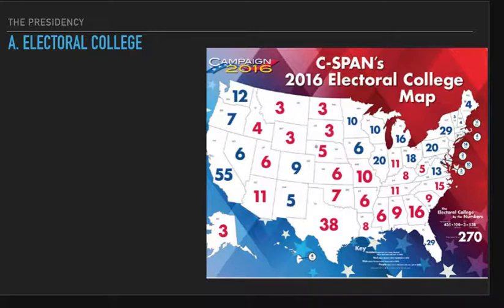State of Indiana, we are here with 11. So we have 9 representatives, we have 2 senators, giving us a grand total of 11. What's the minimum number that a state may have? 3. Why? There's always one representative, and a minimum number of 2 senators. So that is why you see on this map the smallest number states are 3, right in here.